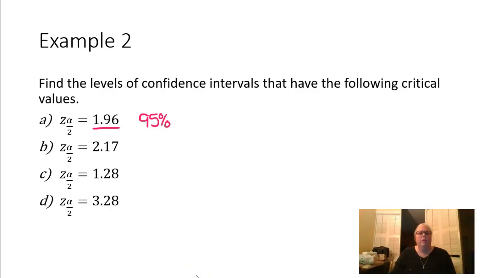Okay. So what's going on is, right now, we have a Z value, which right now is at 2.17.